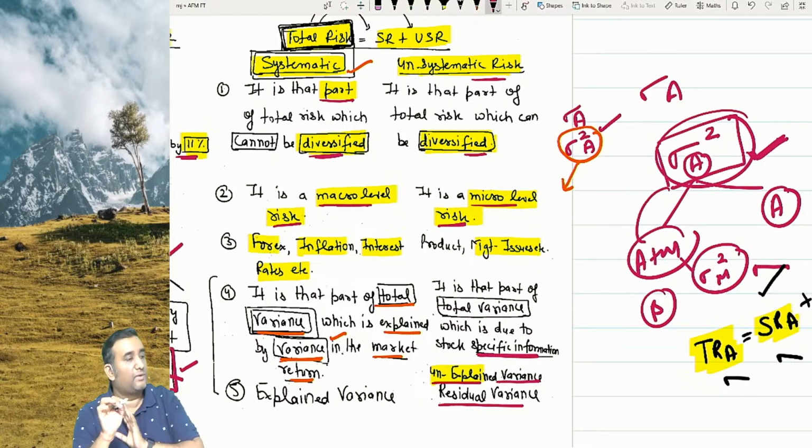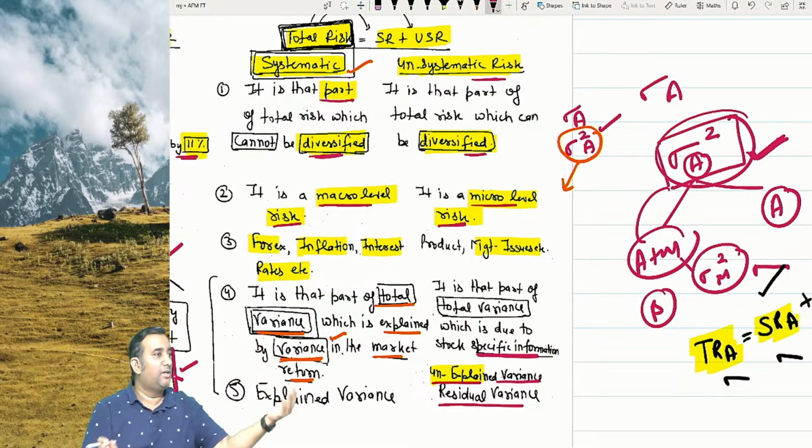He can easily calculate systematic risk of A because systematic risk is captured by the beta. So we'll apply some formula, beta into the standard deviation of market, that gives me the systematic risk. The total risk, when I subtract the systematic risk, I automatically get unsystematic. But while giving an exam, he can give you systematic, unsystematic, you add up and get what? Total. So there could be a possibility you arrive at that.